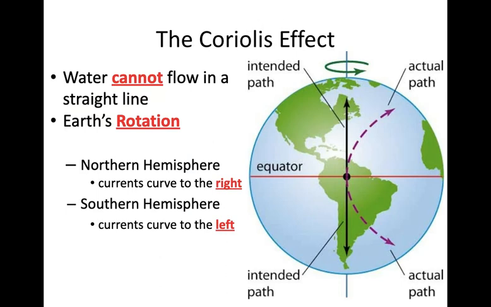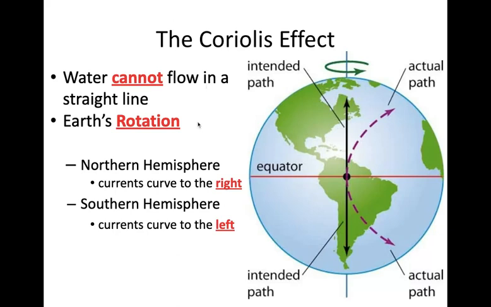Now, water doesn't flow in a straight line, just like our winds don't flow in a straight line, because of the spinning of the earth. This effect, known as the Coriolis effect, causes our water to curve to the right in the northern hemisphere and curve to the left in the southern hemisphere.